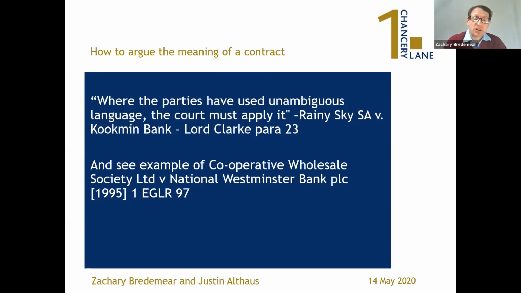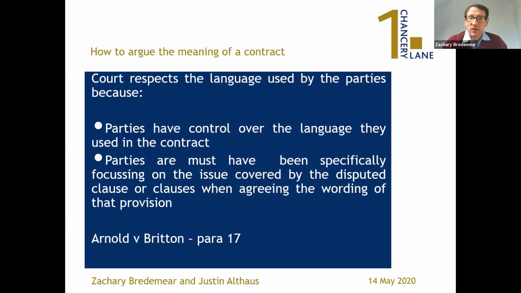Lord Clarke gave an interesting example of the Cooperative Wholesale Society case, which is a series of rent review provisions which were said to lack common business sense. But where the language used was unambiguous, the commercial sense, the assumption of reality in the rent review clause, had to give way to the unambiguous language in the clause. So if you've got unambiguous language, that's the first way in which you can win the case.